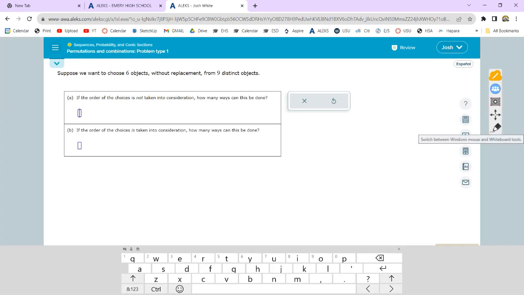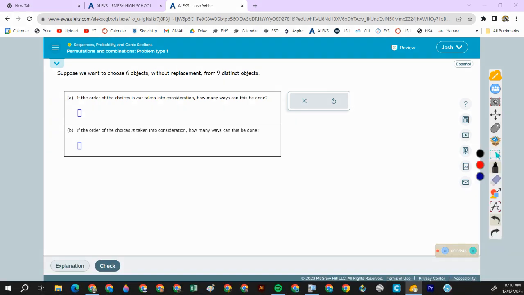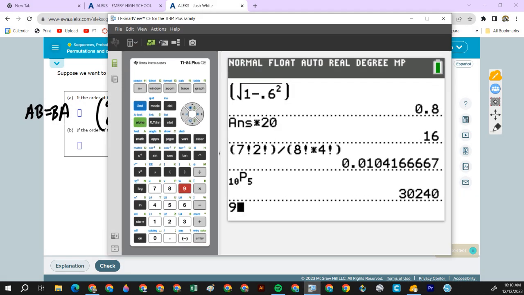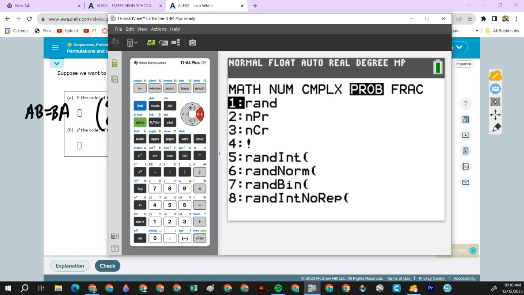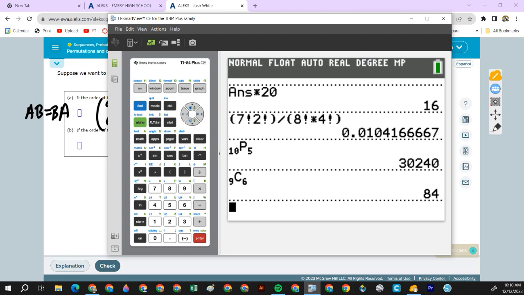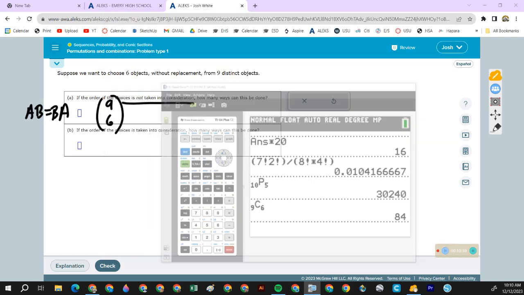Suppose we want to choose 6 objects without replacement from 9 distinct objects. If order is not taken into consideration, that means AB is equal to BA, then we would just do 9 choose 6. So I come down here, 9 C 6. So there are 84 ways to do that in a combination.